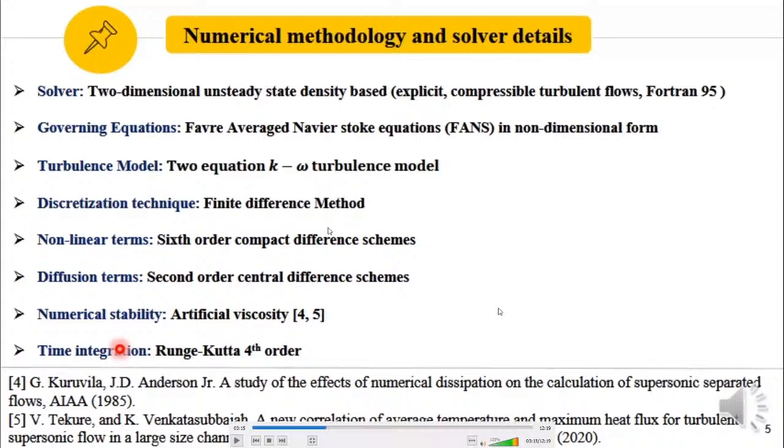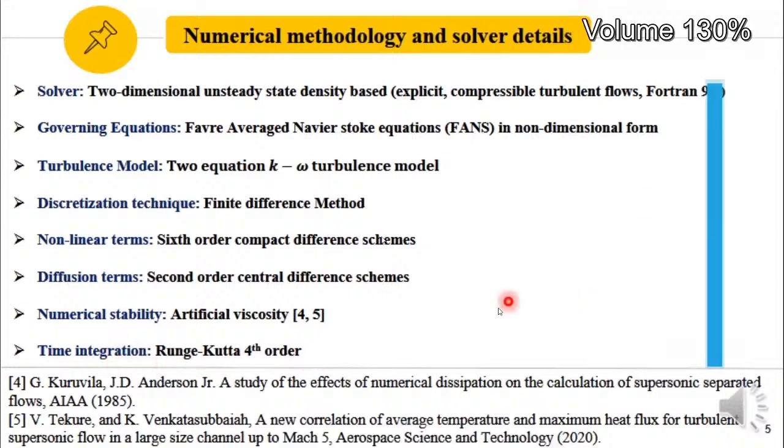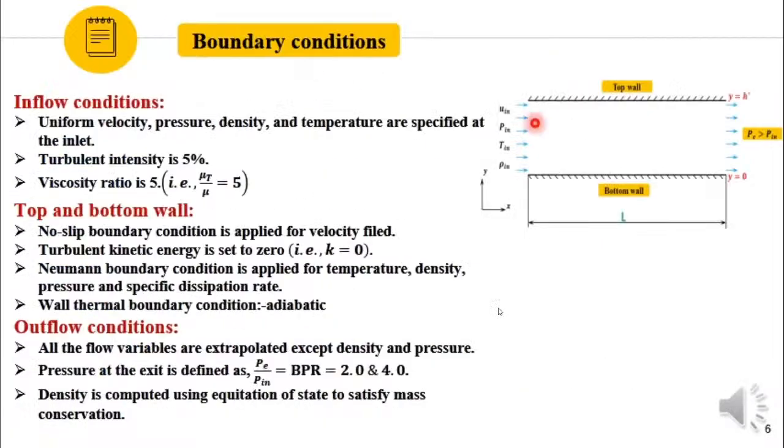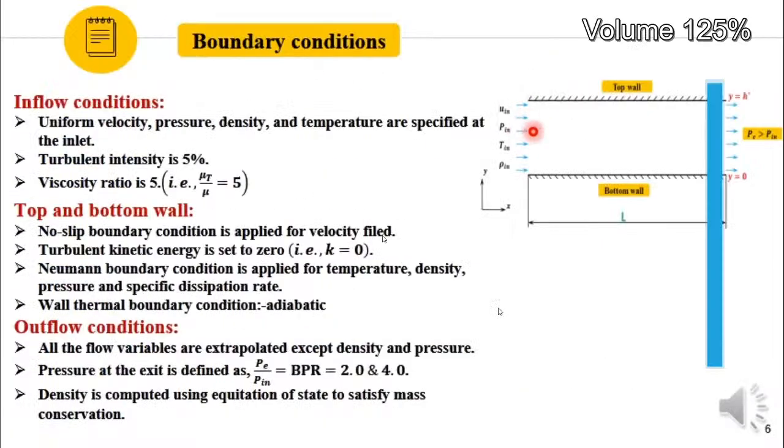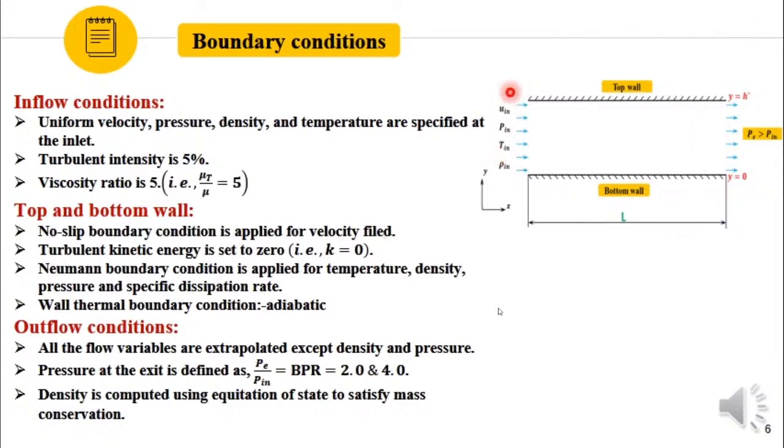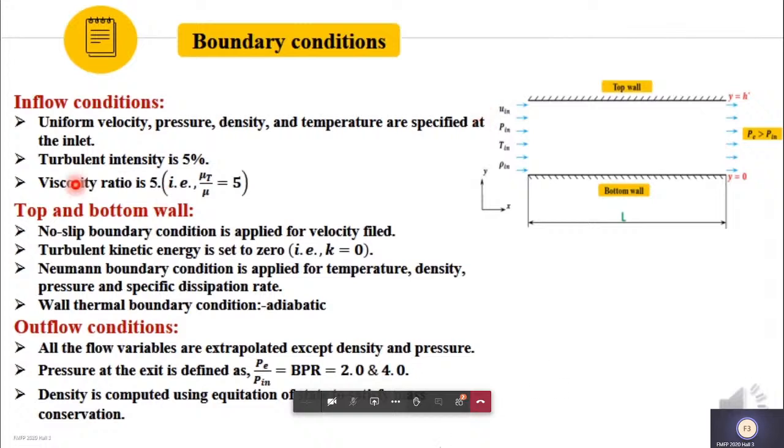Okay, I'm continuing that video. We have used the channel flow without the back pressure. Integration is achieved using Runge-Kutta fourth order schemes. The entire solver is developed in the Fortran 95 language. Into the boundary conditions: uniform velocity, pressure, temperature, density are specified at the inlet. Turbulent intensity at the inlet is 5%. Viscosity ratio is 5. No slip boundary conditions are applied for velocity field at the top and bottom wall.